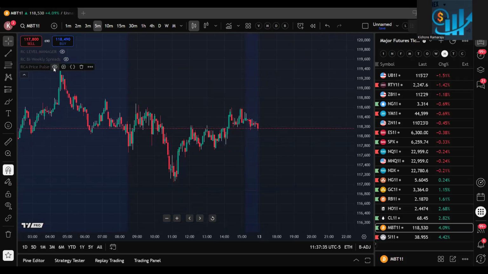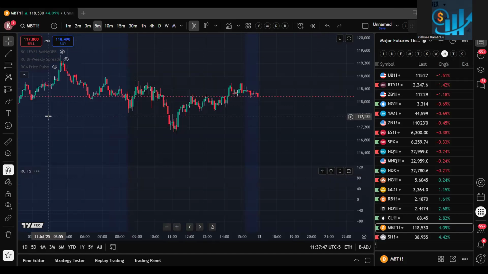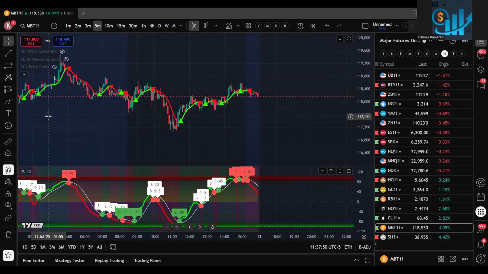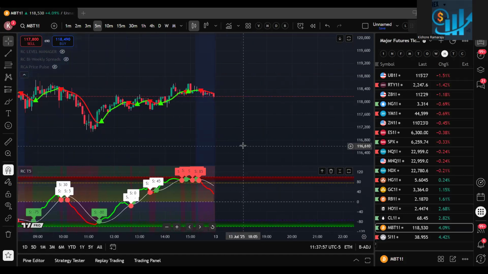Then let's go to the next one, which is called the T5 indicator. Why do we need to use multiple indicators? Because whenever you want to take a decision, any decision, you will not just depend on one thing. If you want to find out about a good car you want to buy, you will check with three, four friends. You will not just go with one friend, and if he tells you Tesla is a good car, you will not just go ahead and buy.